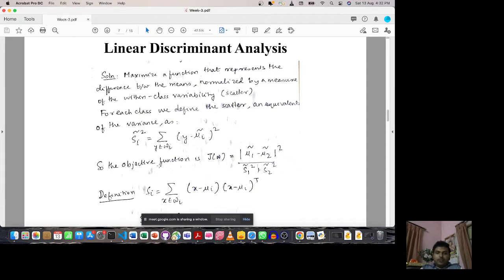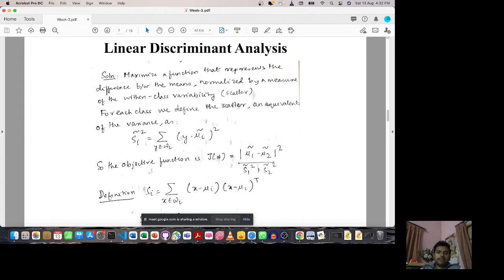Okay, so now these are all scalar. The definition that I gave here, y minus mu i bar whole square, is the definition when y and mu i are all scalar quantities. In this case, we are dealing with vectors, and for vectors we have a corresponding definition of variance, which is also known as covariance.